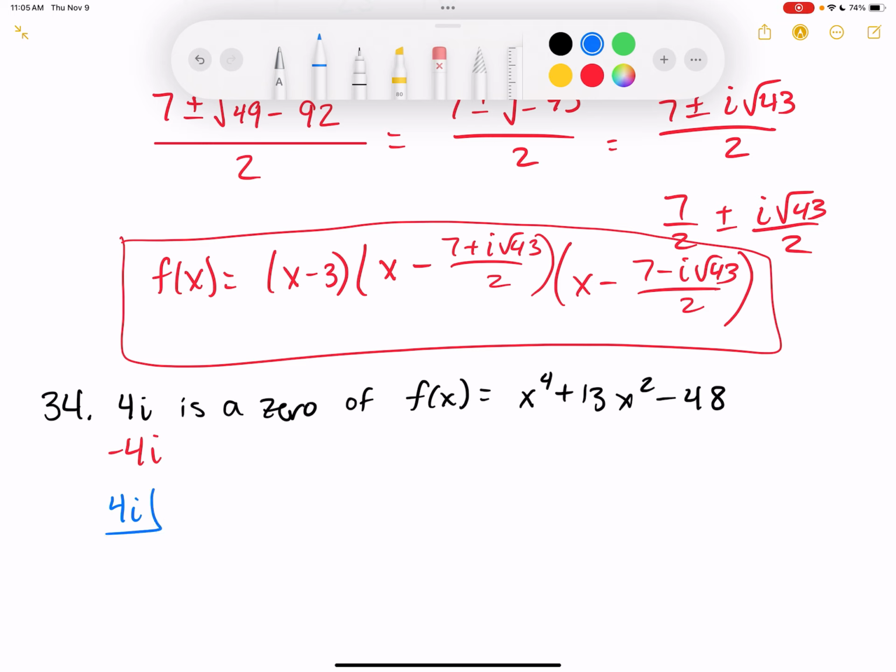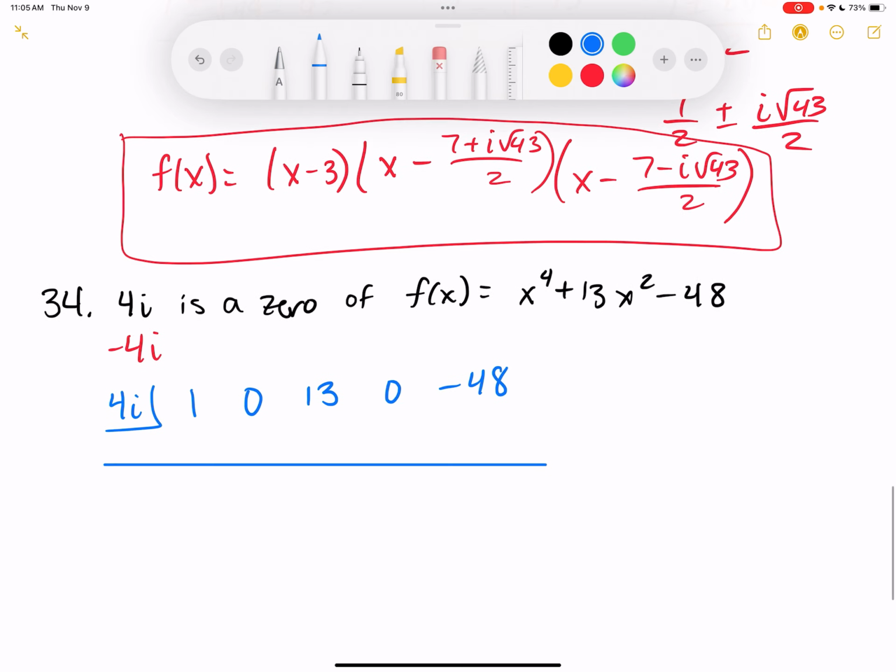So I've got 1. Cubed term is missing, so I've got to put a 0. Squared term is 13. X term is missing, so I'm putting a 0. And then I've got negative 48. So these work the same way, even though there's an i in there. So this would be 1, 4i, which is 4i. So then I've got 4i times 4i, which is going to be 16i squared, which is also known as negative 16.